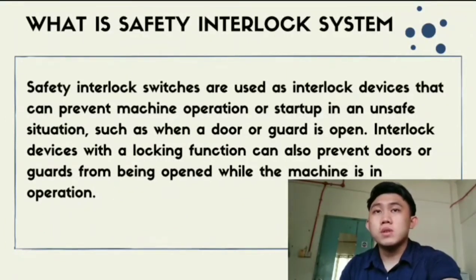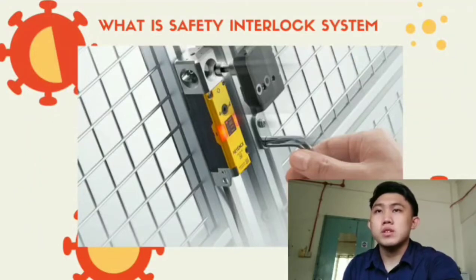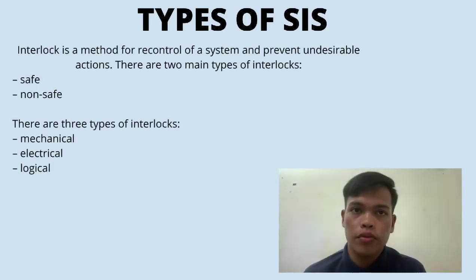Safety interlock switches are used as interlock devices that can prevent machine operation or startup in unsafe situations, such as when a door or guard is open. An interlock device with a locking function can also prevent doors or guards from being opened while the machine is in operation. SIS is a method for control of a system and prevents undesirable actions.